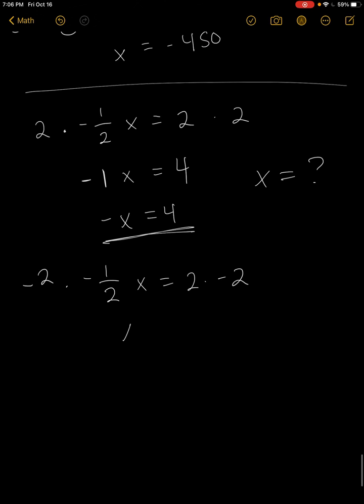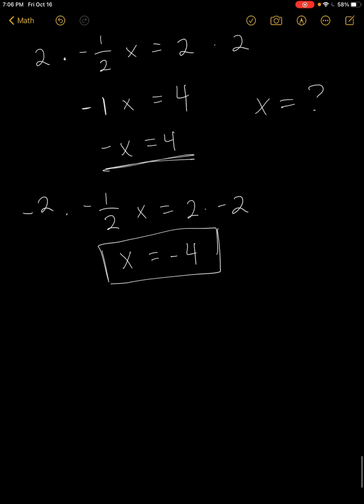Okay, so then we have negative times negative. That will give us that positive 1 like we want. 2 times negative 2 is negative 4. That's what we want. We want to know what x equals, not what negative x equals.